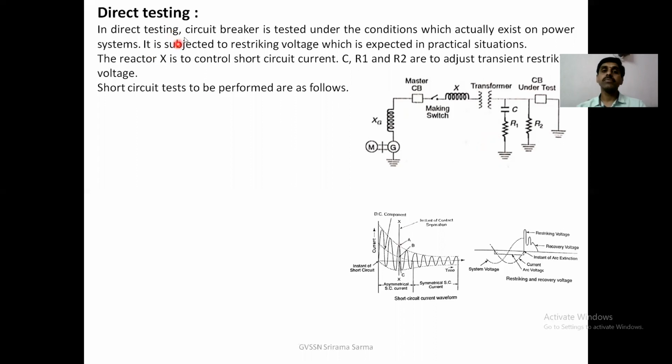In direct testing, the circuit breaker is tested under conditions which actually exist on the power system. So it is subjected to restriking voltage which is expected in practical situations. Reactor X is to control the short circuit current. Capacitance C, R1, R2 are to adjust the transient restriking voltage.